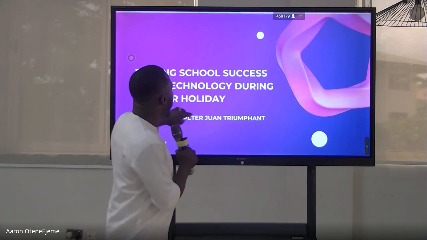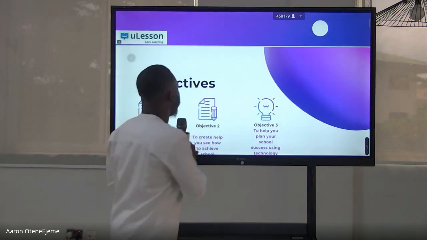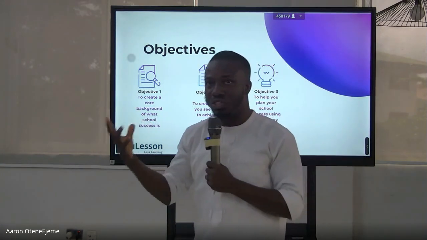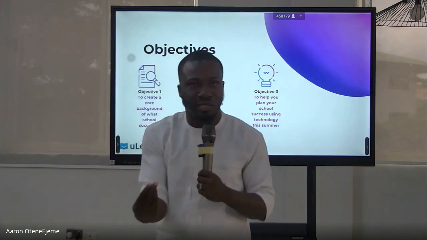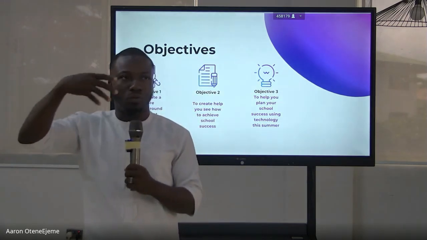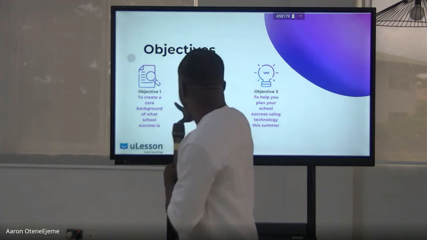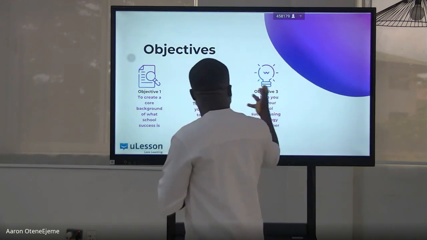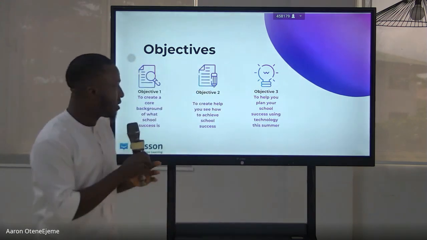All right. So first and foremost, let's look at the objectives. What are we going to learn? Okay, so 3 objectives I have in mind to achieve at the end of this session. I want to create a core background of what school success really is. Because if you look at our topic, we're looking at achieving school success using technology this summer. Are we together? Right. So I want to create a background on what school success is. Then I want to help you see how to achieve school success and help you plan your school success using technology this summer. So very straightforward. Those are the 3 objectives that we have.